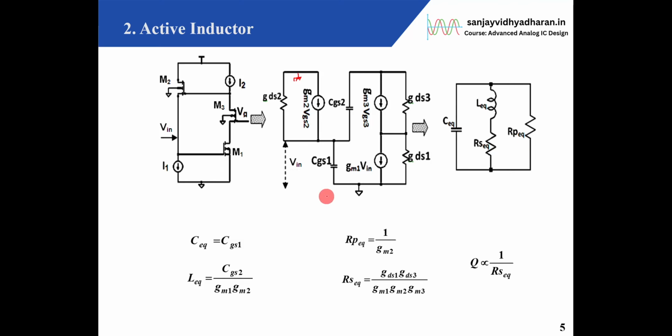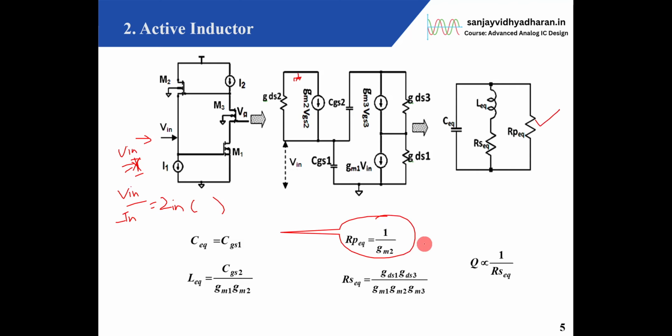If I apply a test voltage here, V in, and compute the current I in, then V in divided by I in, if I write the equations, I will get Z in. Now if I segregate all the real values, I get this: this is the real part, and this is the capacitance. This capacitance will be given by this, the inductance will be given by this value, the series resistance will be given by this, and the quality factor will be given by this.